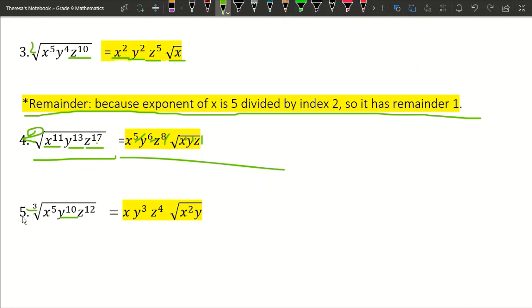Okay? The last one is z12 divided by 3. And 12 divided by 3 is 4. Okay, so that is why wala na tayong remainder o wala nang z na natitira dito sa loob because 12 is divisible by 3. And that is 4. So wala nang remainder. So therefore, final answer sa pag-simplify ng radical na ito is x times y cubed times z raised to the 4th power square root of x squared times y.